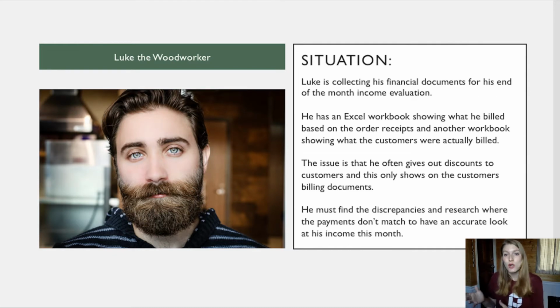He has an Excel workbook showing what he billed based on the order receipts, and another workbook showing what the customers were actually billed. Now the issue is that he often gives out discounts to certain customers, and this only shows on the customer billing documents as opposed to his internal billing documents. This is an issue because he now has discrepancies in each of his documented billing forms.